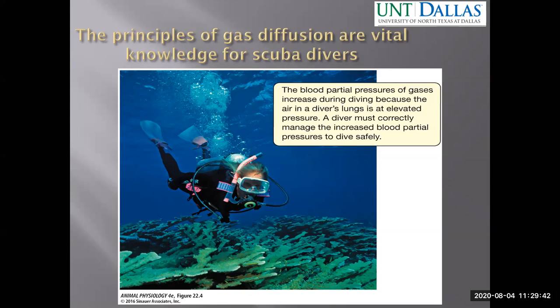Suppose a diver is at a depth of 20 meters, where the ambient water pressure is 3 atmospheres. The total air pressure in the diver's lungs is then also 3 atmospheres, and the partial pressure of nitrogen in the lung air is 78% of the total, or 2.3 atmospheres. If the diver remains at 20 meters long enough for his or her blood to come to equilibrium with the lung air, the partial pressure of nitrogen dissolved in the diver's blood will be 2.3 atmospheres. This is not a problem as long as the diver stays at depth.